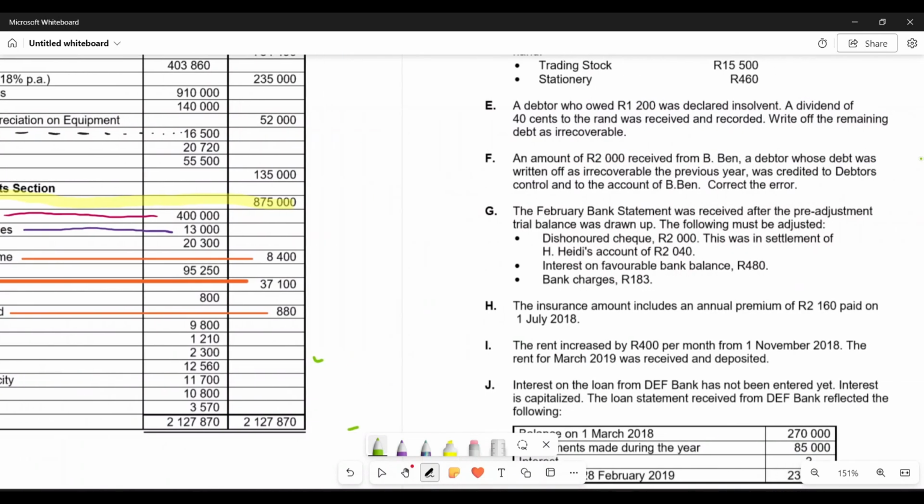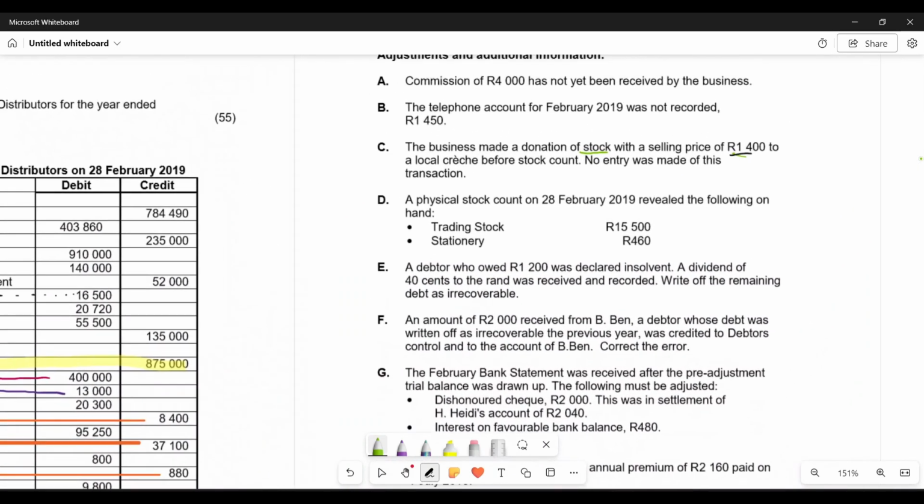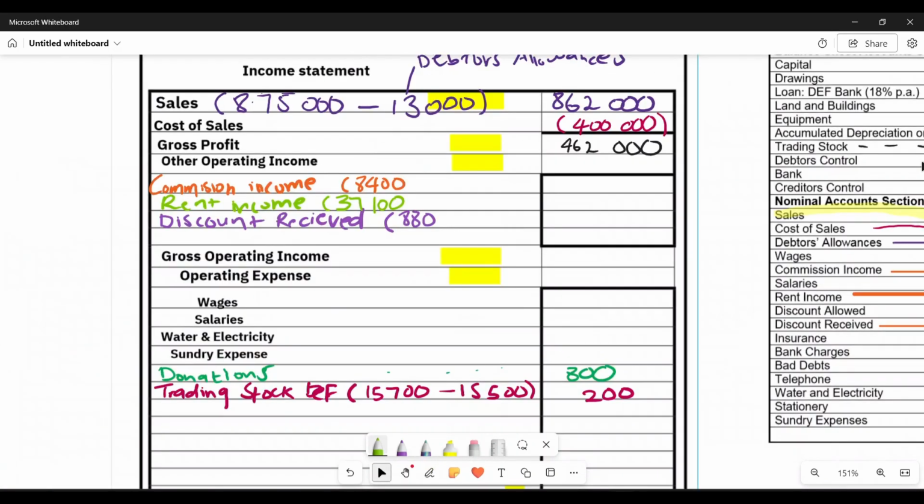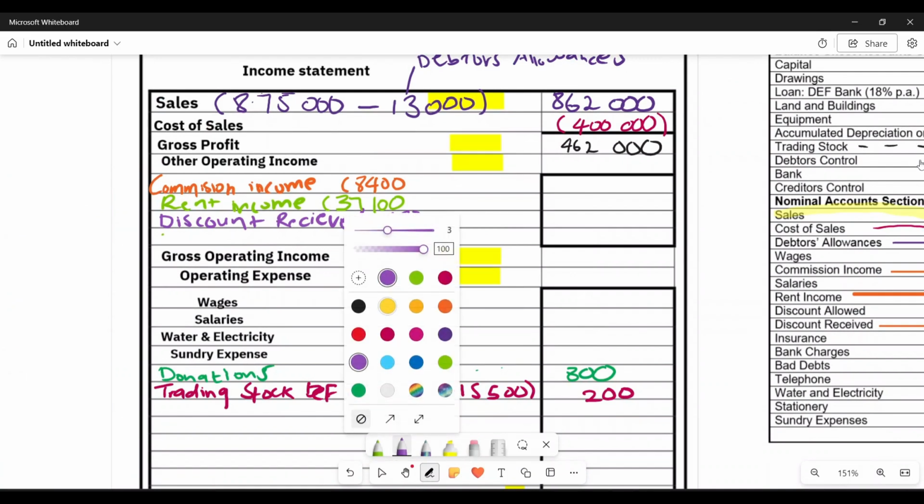Now, let me see in my additional information if I have any other income. So I can see already I have an adjustment relating to commission income. I'm going to highlight it. Let me see. The remaining one, which was left for this line item, was my bad debts recovered. So I'm going to write it here as bad debts.